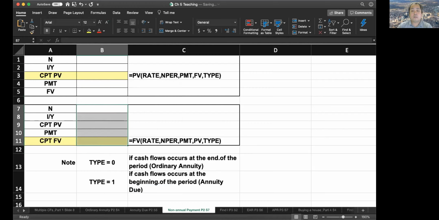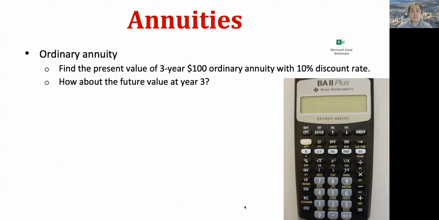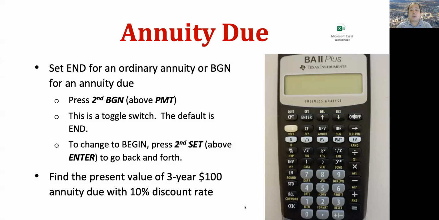You can use this spreadsheet. What about annuity due? For annuity due, everything is the same except the timing of cash flow. So you need to change the timing of cash flow. The calculator has a mode for this timing of cash flow. The default mode is the so-called END mode. It means that each cash flow you put will occur at the end of the period. Now we can change to BGN mode, begin mode.